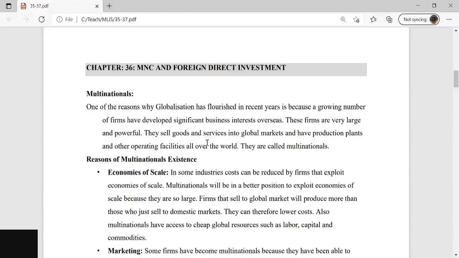Okay, so in the next chapter we have foreign direct investment and multinational companies. So who are these multinational companies? These are large firms which are trading in more than one country. They're not only selling, they also have operation facilities, maybe factories or shops in different kinds of countries. So these are multinational companies.